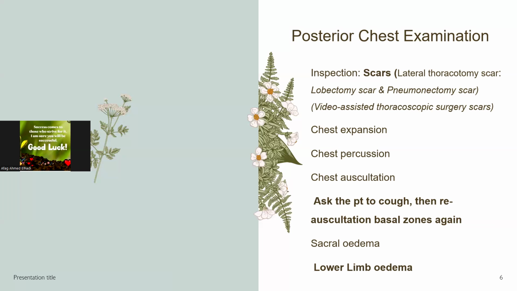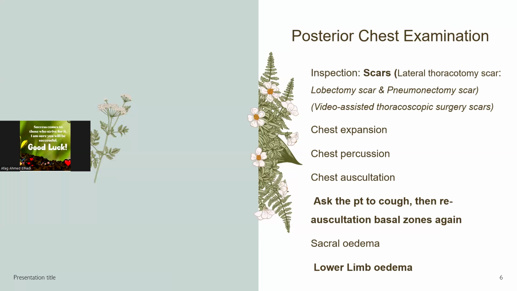We could also find video-assisted thoracoscopic surgery scars, which are three scars, one of them around 5 to 6 centimeters, and then two other small scars. It will be three scars. This is video-assisted thoracoscopic surgery, in short, VATS. It could be indicated for many reasons, such as lung biopsy, or even for lobectomy. They can use it to do lobectomy, but never for pneumonectomy. For pneumonectomy, we need big lateral thoracotomy scars.